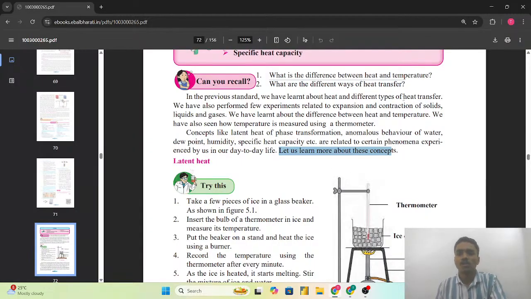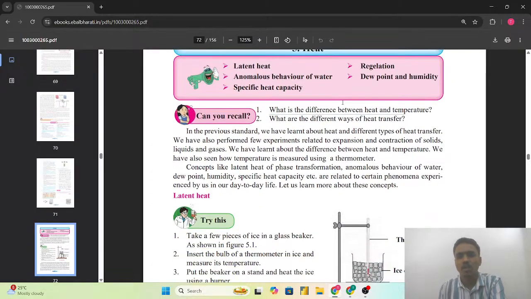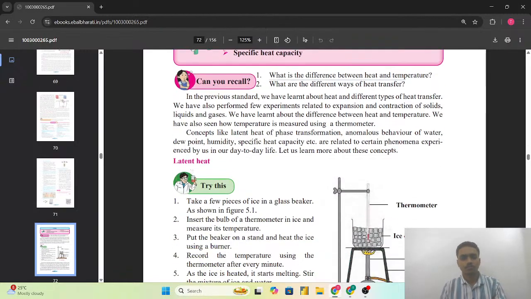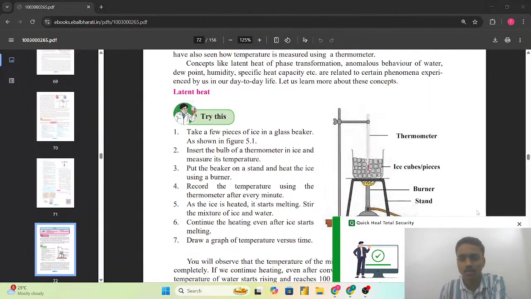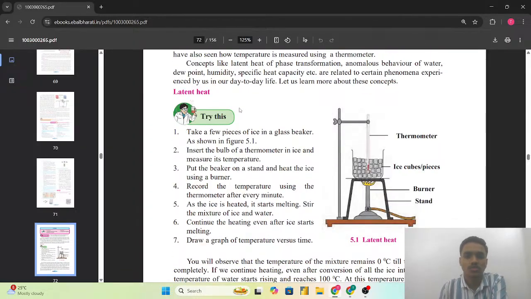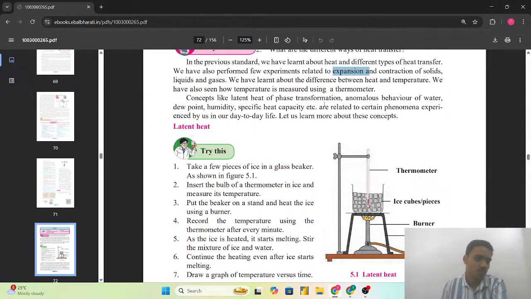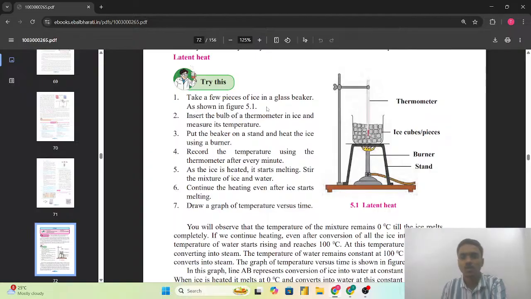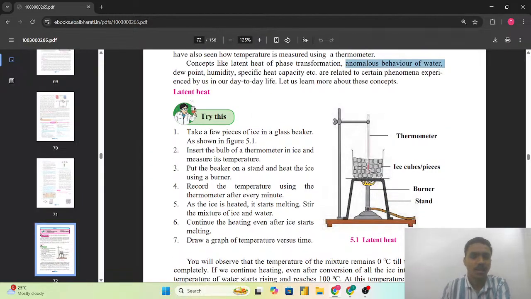As we have studied the various heat transfer methods, conduction, convection and radiation, in class 8, and the various expansion and contraction of solids, liquids and gases in class 9, now in this chapter we are going to study the phase transformation of heat, anomalous behavior of water, dew point, humidity, specific heat capacity and many more topics. From that, the first topic is latent heat.